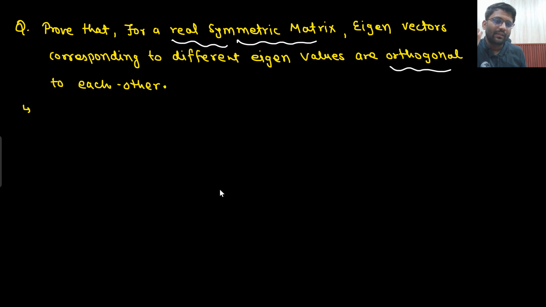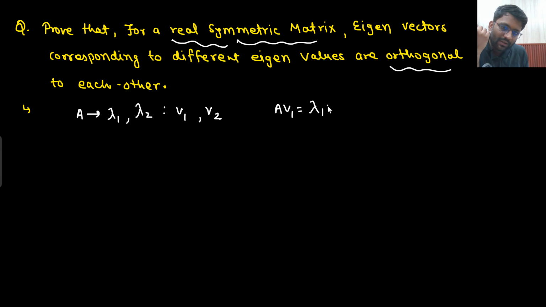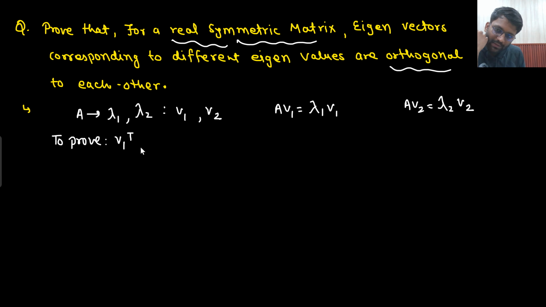Understandable? So let's just say for matrix A, I am having two eigenvalues, lambda 1 and lambda 2, and their corresponding eigenvectors are v1 and v2. So what I can write down? A into v1 would be lambda 1 into v1, and A into v2 would be lambda 2 into v2. Understandable? If I need to prove the orthogonality, then v1 transpose into v2 and v2 transpose into v1 should be equal to 0. This is what I need to prove.